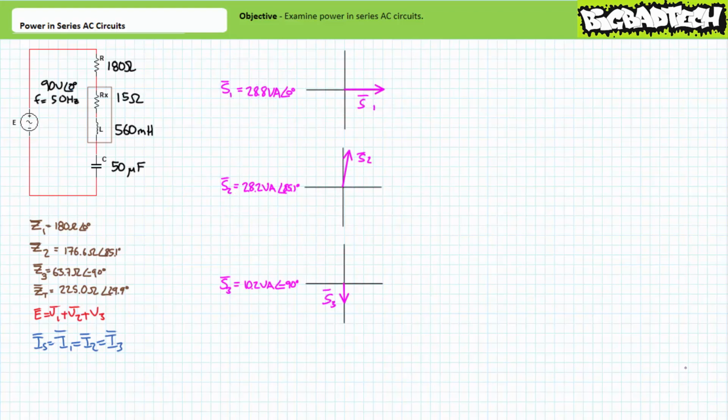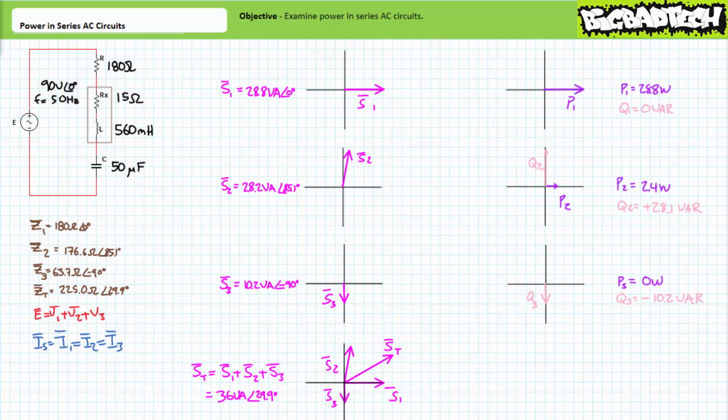Now that we've got apparent power figures for each individual element, let's solve for total apparent power using an alternate method. Recall that apparent power in equals apparent power out. Summating the individual apparent powers S1 plus S2 plus S3 accounting for direction yields a total apparent power of 36 volt amperes at an angle of 29.9 degrees.